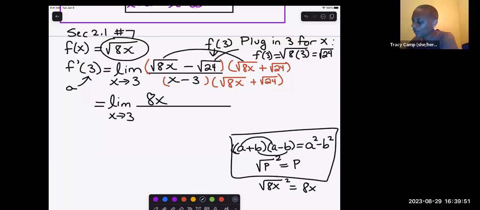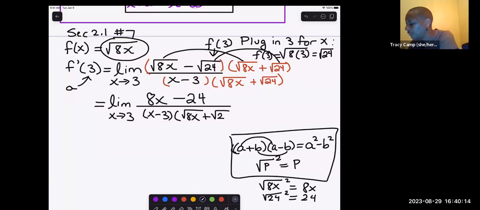Root 24 times root 24, I end up with minus 24. Yay! Because again, it's root 24 squared, right? Which just ends up being 24. And then my denominator, well, not as pretty. It's actually quite ugly, but we can live with ugly. And so that's what we have. And I notice something really nice.